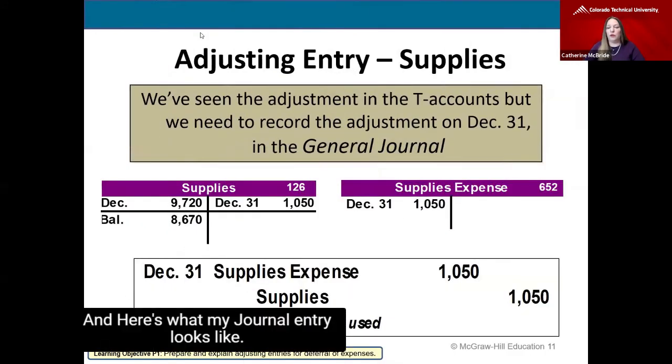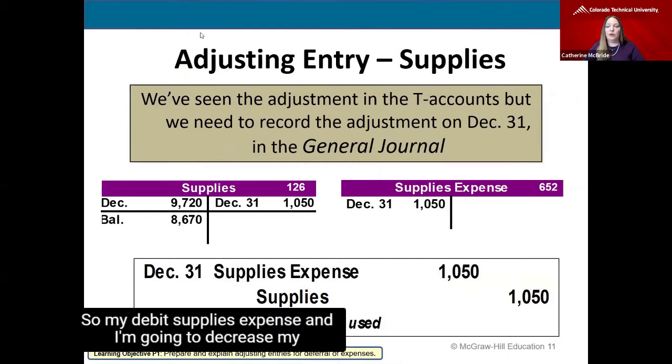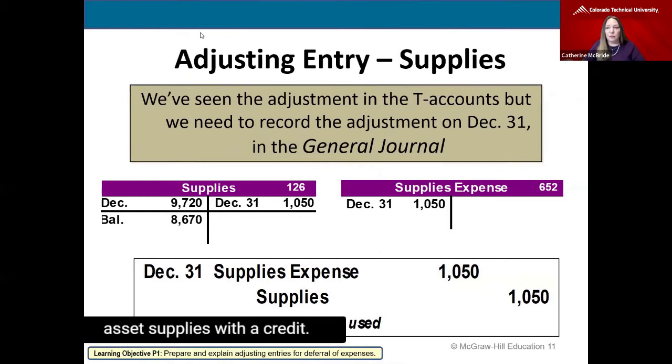And here's what my journal entry looks like. I'm going to increase my expense with a debit. So I debit supplies expense, and I'm going to decrease my asset supplies with a credit. So I credit supplies.